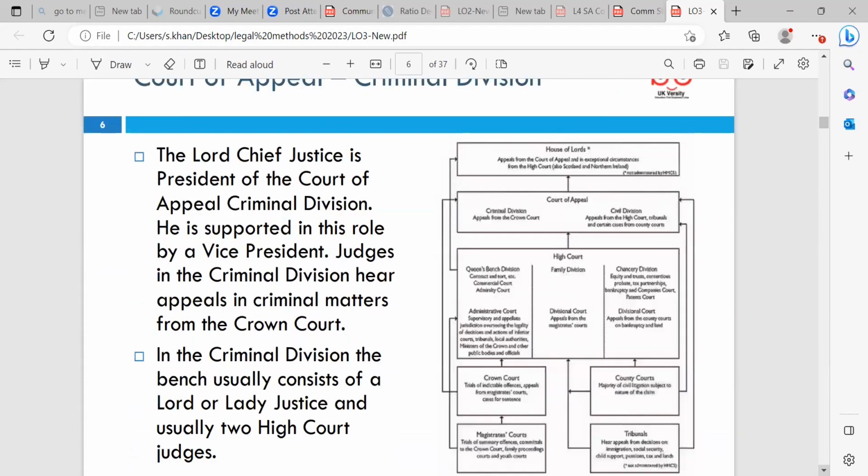The Court of Appeal Criminal Division. The Lord Chief Justice is the president of the Court of Appeal Criminal Division. He is supported in his role by a vice president. Judges in the criminal division hear appeals in criminal matters from the Crown Court. In the criminal division, the bench usually consists of a Lord or Lady Justice and usually 2 High Court judges.